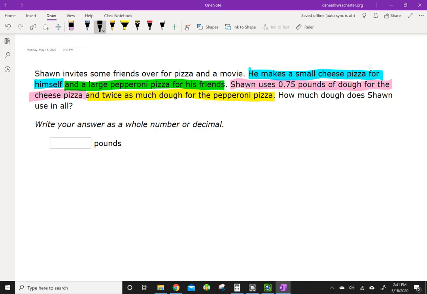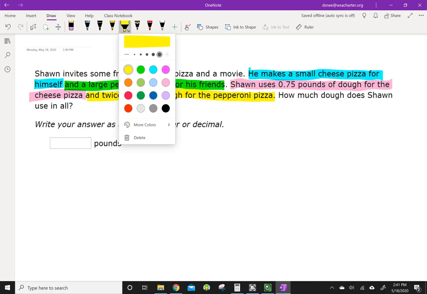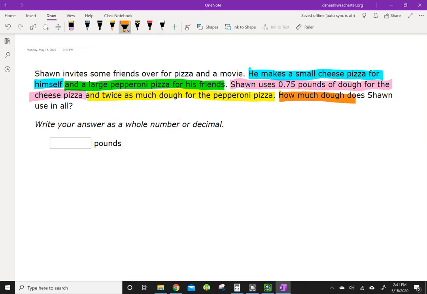All right, well, let's go back. I'm going to highlight that question. How much does Sean use in all? I know how much he used for the cheese pizza. He used 0.75 pounds for the cheese pizza. He used twice as much for the pepperoni pizza. All right, so twice as much. I'm going to multiply that by 2.